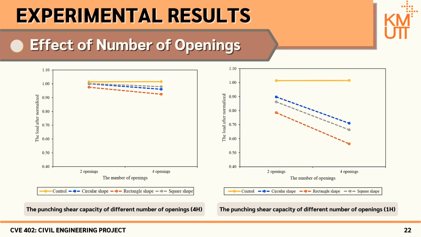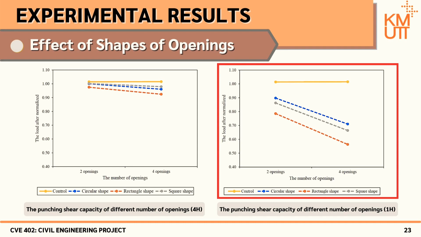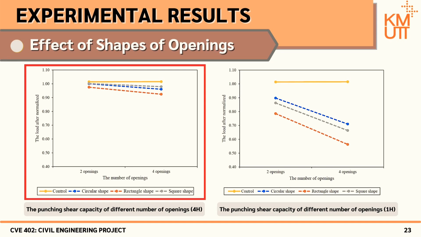And for the effect of the shape of openings, from the figure on the right-hand side, it can be seen that the shape which had the highest punching shear strength is the circular shape in both cases of 2 and 4 openings, followed by square and rectangular shapes respectively. However, the square shape of openings had the highest punching shear strength in the figure on the left-hand side, because the distance from the opening to the column periphery is very far. Moreover, there was only a slight difference in punching shear strength between both shapes.